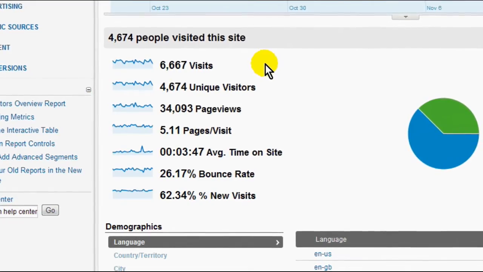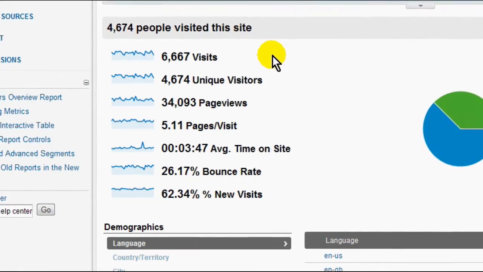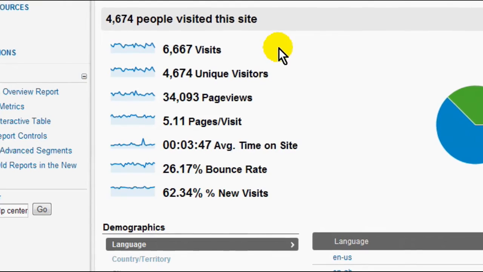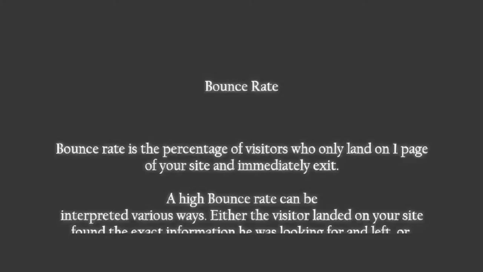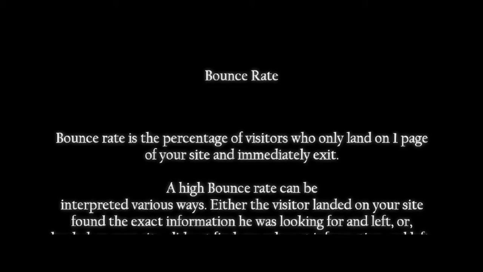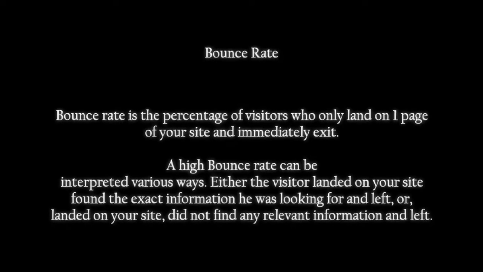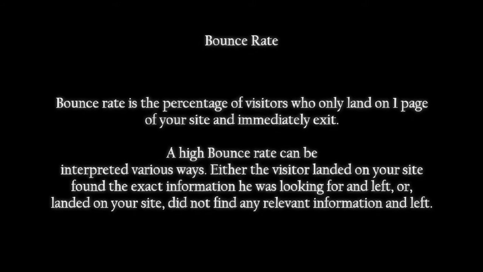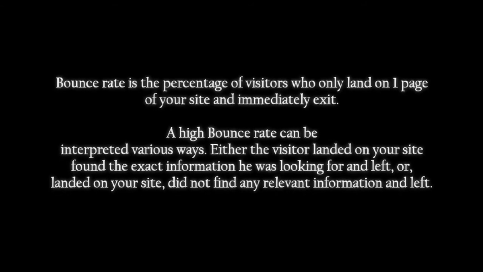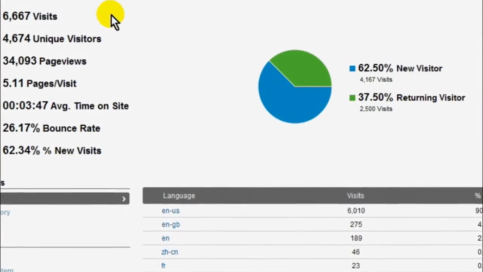Page views per visit. This is the number of page views divided by the number of visits. Average time on the site. If the visitor spends a long time visiting your site, they may be interacting extensively with it. Bounce rate. Bounce rate is simply the percentage of visitors who only land on one page of your site and immediately exit. A high bounce rate can be interpreted various ways. Either the visitor landed on your site, found the exact information he was looking for and left, or landed on your site and did not find any relevant information.